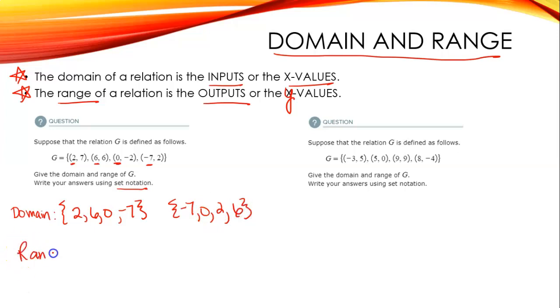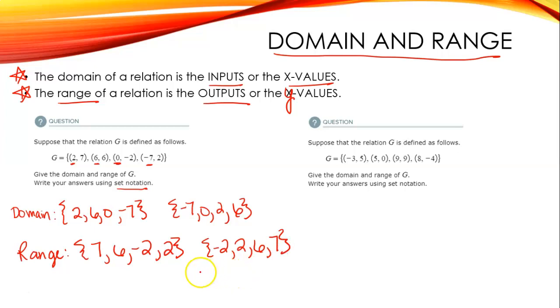The range, guess what? The range is just your y values. So we look at the second piece, the outputs. So it's 7, 6, -2, and 2. And then best practice would be to rewrite that in order from smallest to largest: -2, 2, 6, and 7. I'm not sure whether Alex will count this wrong or right if you don't put this in order, but if you think you have it and it counts it wrong, try putting these in the correct order and see what happens. I want you to pause the video and try this one on your own right now.